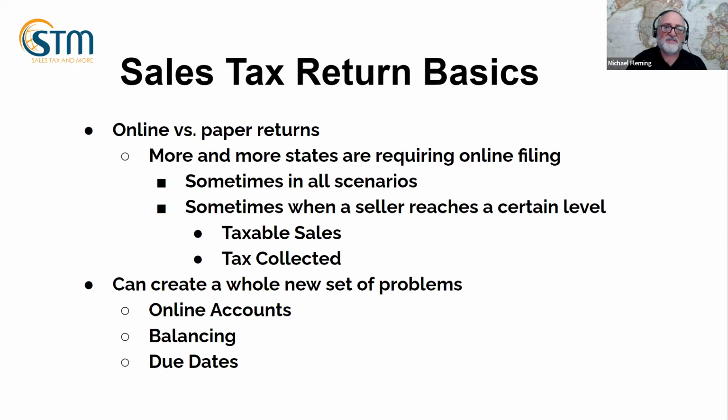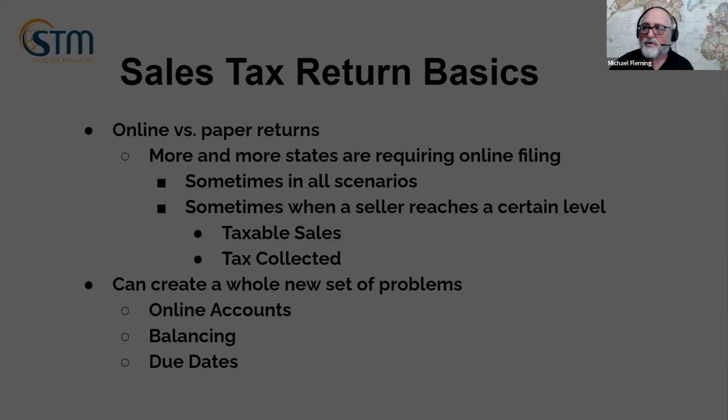Also, due dates are different when you're filing online. For example, the state of Texas and the state of Florida, if you're filing online, you've got to have the money there, and you really want to try to get filed by the 19th of the month. Whereas if you're doing paper returns, you have until the 20th of the month. So some big differences between online and paper returns.